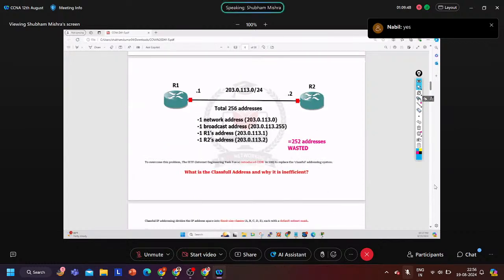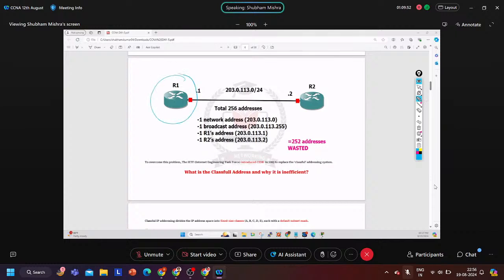Now see this scenario. I have router number 1 and router number 2. My company purchased this network and gave me this network. This is the network ID. My company is telling me, please assign 2 IP addresses, 1 IP address here and a second IP address here. I'm a fresher, I don't know subnetting. What did I do?